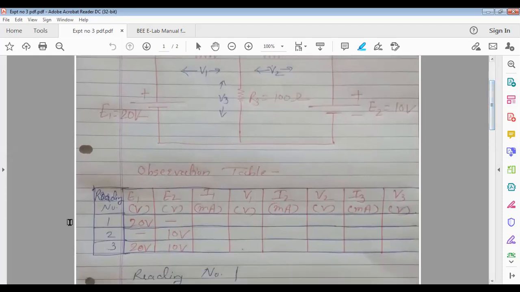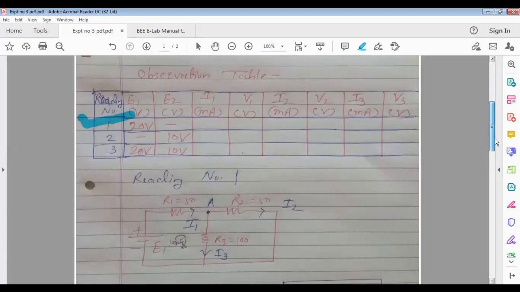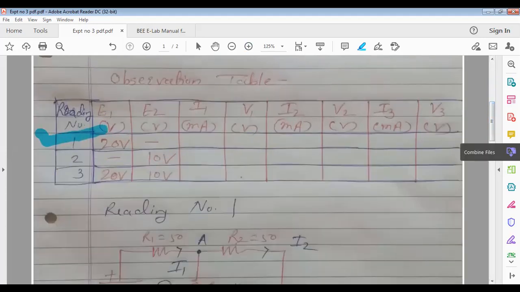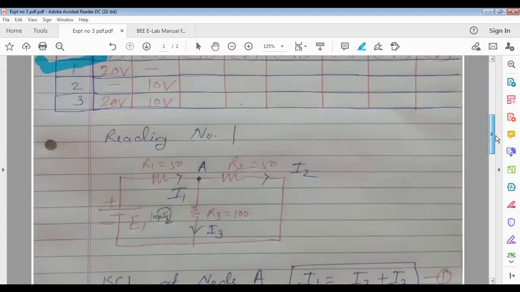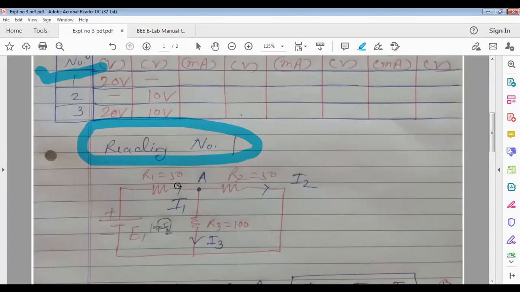Now, in the first circuit, which source is there? Only E1. So with E1, will the circuit be like this for reading 1? See the circuit, with only E1. So R1, R2, R3, E1. Now see the current directions I have denoted. This is I1, this is I2, and this is I3.